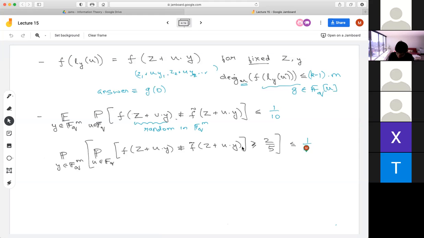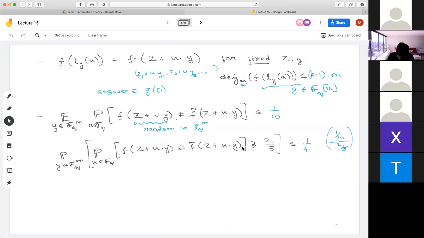It's just Markov's inequality. So about 3/4 of the lines are pretty good, in the sense that the amount of corruption in this line is at most 40%, or at most 2/5, and at least 3/5 of the values are good.